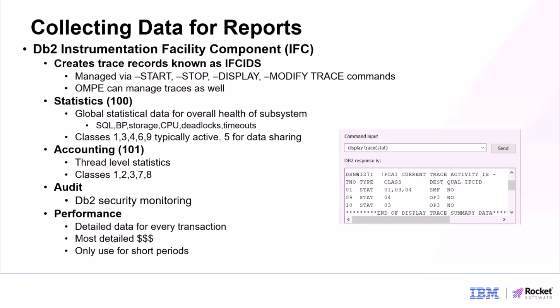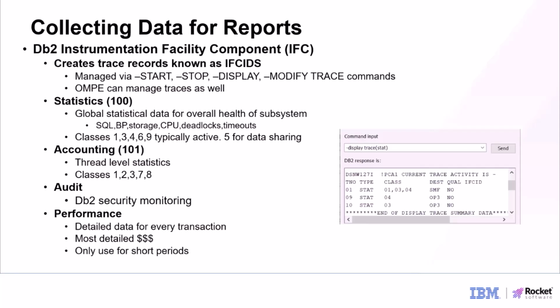And finally, it's the performance class traces, which are by far the most expensive of your DB2 performance traces. These should be used sparingly and only when very specific detailed data is required for a particular application that you might be trying to do some performance debugging with. So it's going to be very detailed output. It's going to be very expensive output. It's something that you want to put some very specific filtering criteria on and run for typically very short periods of time.